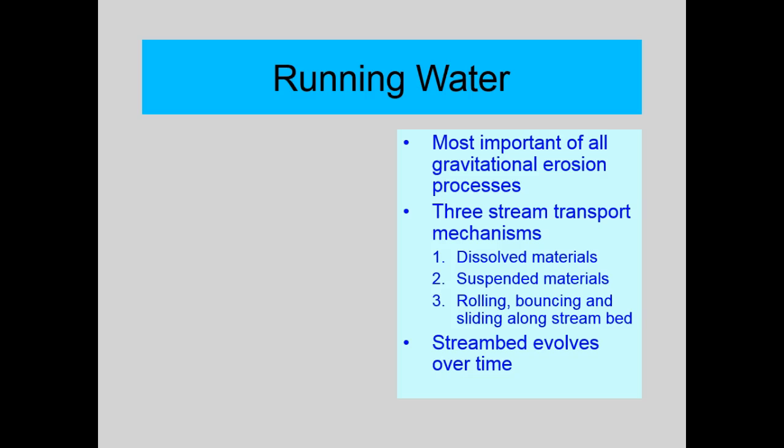And then the third, if this is really rapidly moving water, you have rolling, bouncing, and sliding materials along the stream bed, which are doubly bad. Number one, they're moving downstream, but when they're rolling, bouncing, and sliding, they're also picking up other things off the stream bed and carrying them downstream too. That's especially bad.